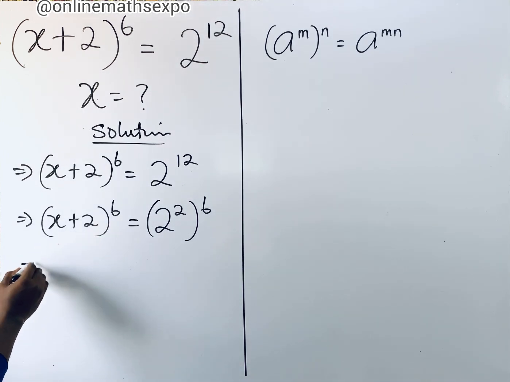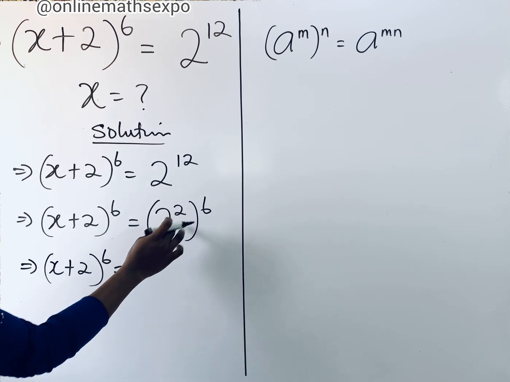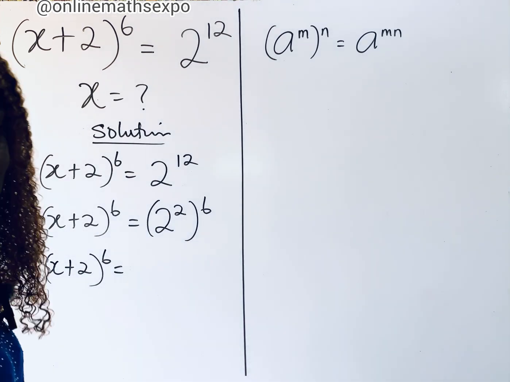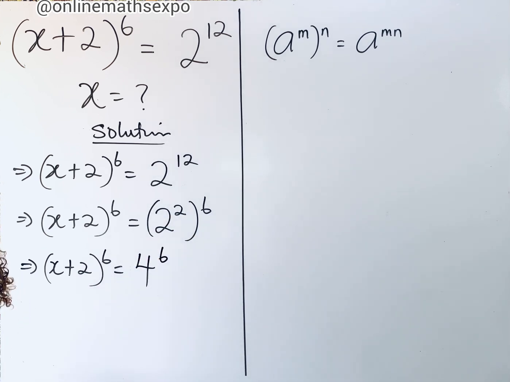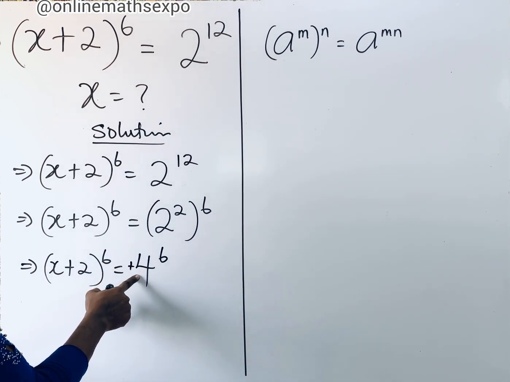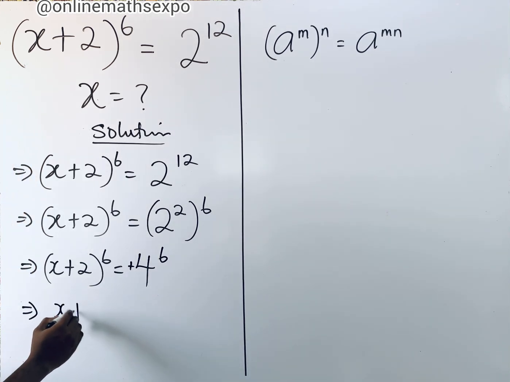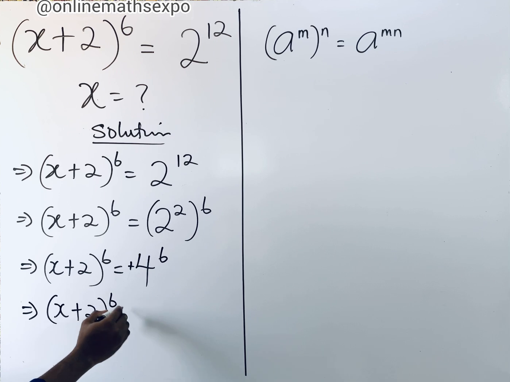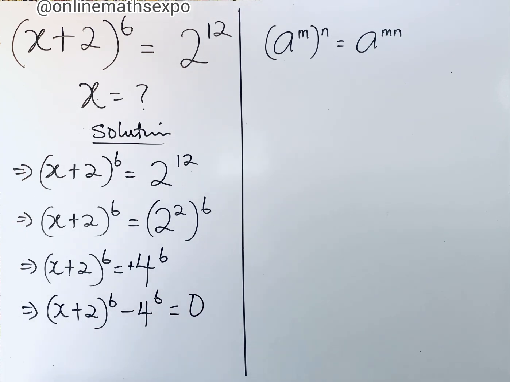Keep simplifying. So we have (x+2)^6. 2 to the power of 2 is 2 multiplied 2 times, and that will give us 4. So we have 4^6. Now remember, this is positive, so we're going to remove it. To do that, you subtract. So we have (x+2)^6 minus 4^6. Subtract here gives you 0. Interesting.